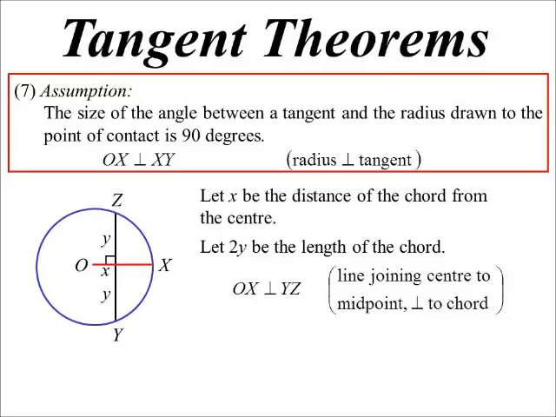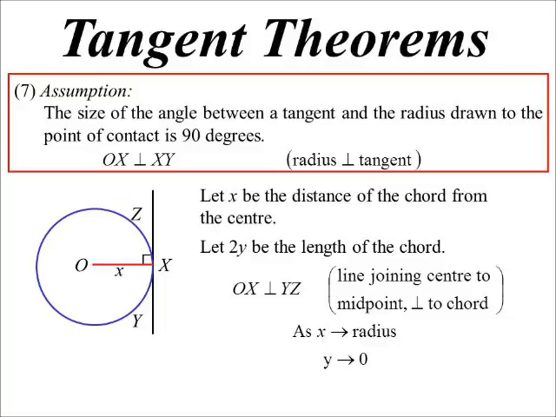Now if you imagine just sliding that chord along, so it's always perpendicular, the size of y will get smaller and smaller and smaller. So as x is approaching the radius, then logically the length of y would approach 0. Look, I moved it. Y got smaller. There we go, got smaller again. At the very end point, the length of the chord is now 0. It's no longer a chord. It's now a tangent. But it's still perpendicular to the radius.